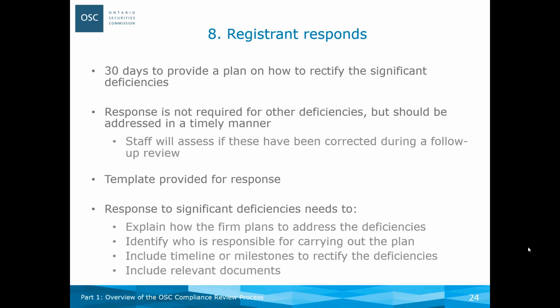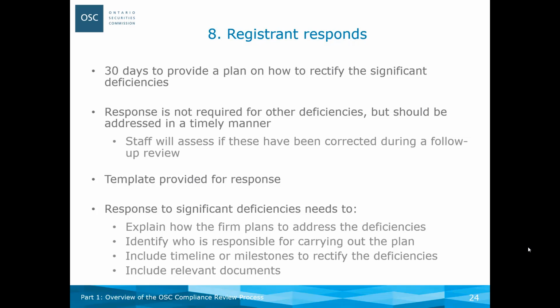So step 8 is for the firm to respond. Once you receive our report, you have 30 days to respond with your plan on how you will fix the deficiencies classified as significant. For the deficiencies not labeled as significant, we do not require a written response, but we expect you to address them in a timely manner.